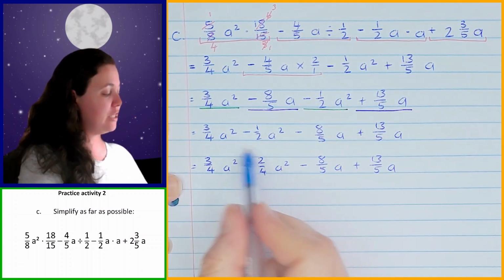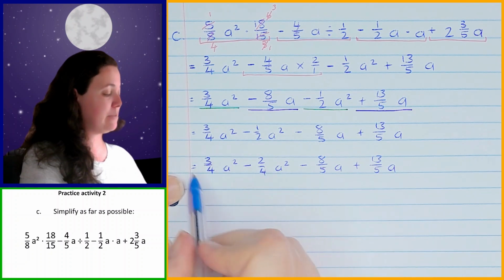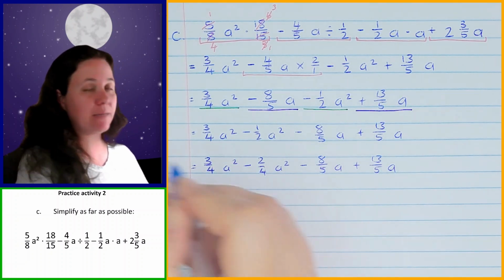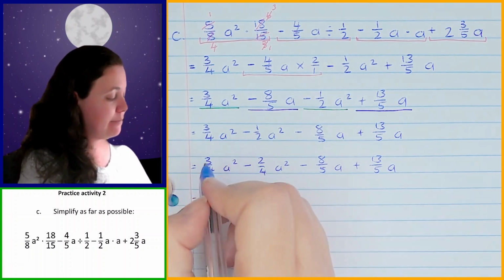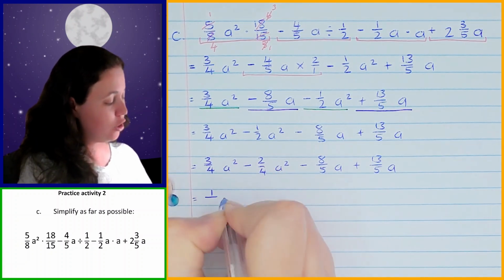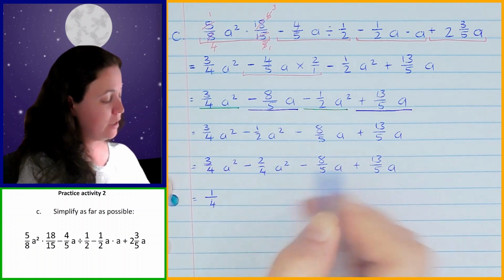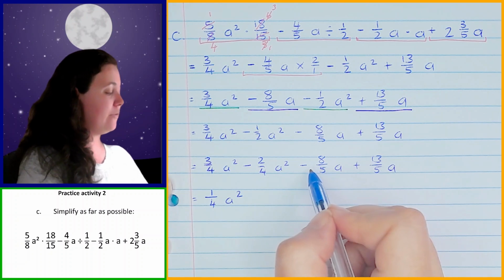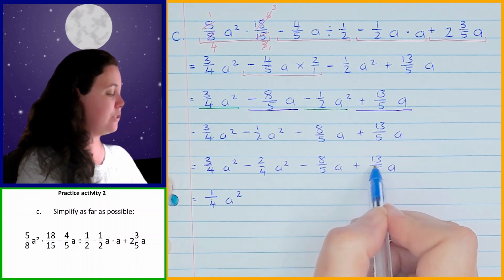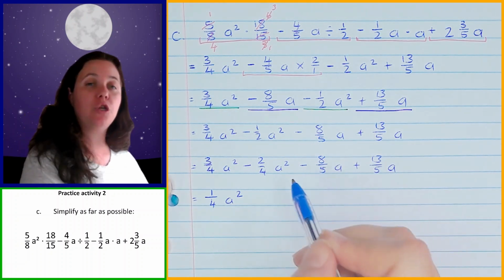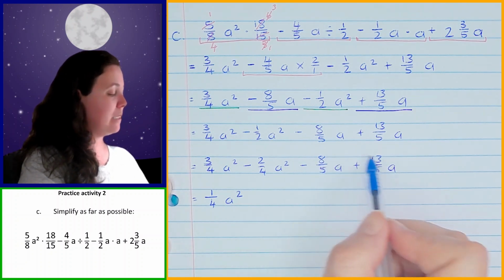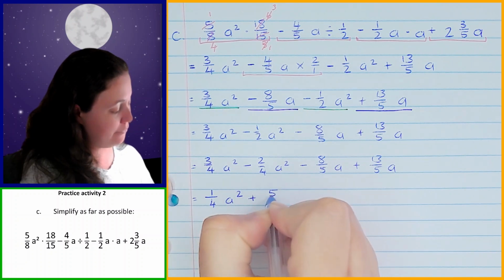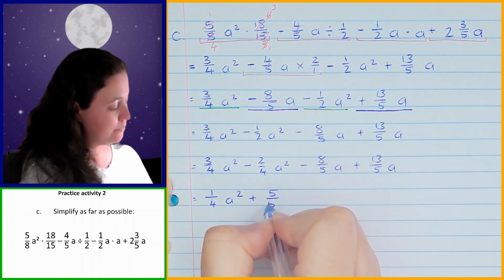Okay, so now in this step over here, I'm now going to go and simplify this. So I've got 3 over 4 minus 2 over 4. Remember, we subtract the numerators and the denominator stays the same. So it's 3 minus 2 is 1 over 4 stays the same, so it's 4. So it's 1 over 4 a squared. Then the same thing happens over here. I've got negative 8 over 5 plus 13 over 5. So I'm going to work out the numerators. So it's negative 8 plus 13. That gives me 5. So it's plus 5 over 5a.